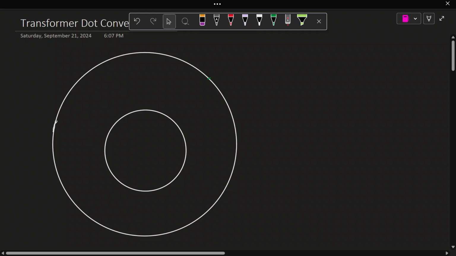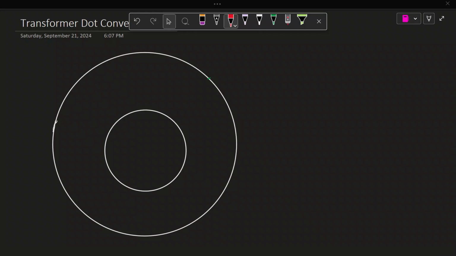Right, hi y'all. Today we're going to be going over the transformer dot convention. In class for our circuits and systems, we've just gotten past three-phase circuits and, of course, past watt meters, and we've just gotten to transformers.